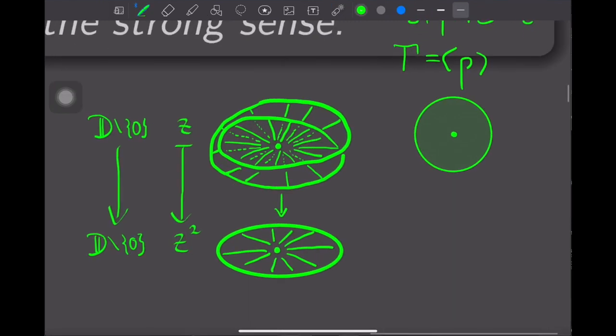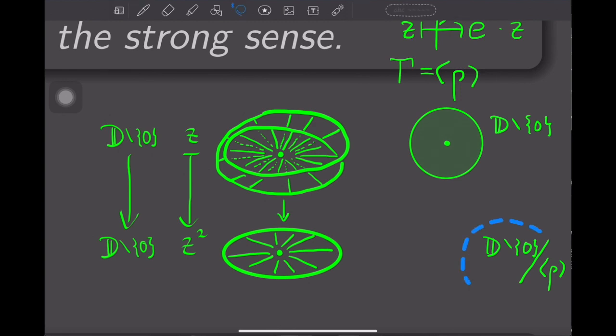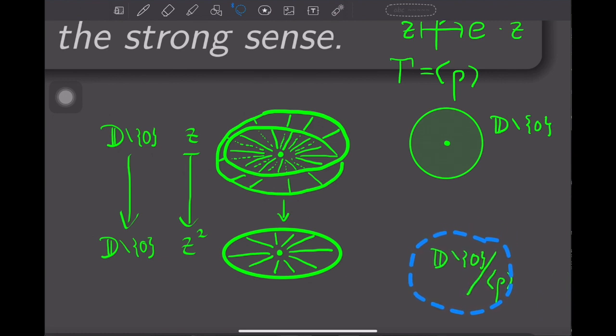Something I'm not saying yet is that here this is my D minus the fixed point of rho, and then here I would have to say D minus 0 divided by gamma, by the subgroup generated by gamma. And this is a space that topologically is again homeomorphic to a punctured disk. And what I'm saying is that there is a commutative diagram here, where here you put the projection.